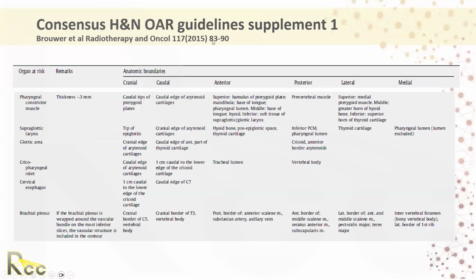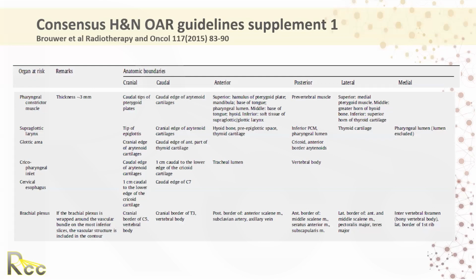This reference is very important because it has consensus head and neck organ at risk guidelines and a supplement, including an atlas. There's a PDF atlas in there. What I want to highlight is that when we're drawing levels 3, 4A, 4B, the midline structures that become more of interest and concern are the ones leading down into our aerodigestive tract.